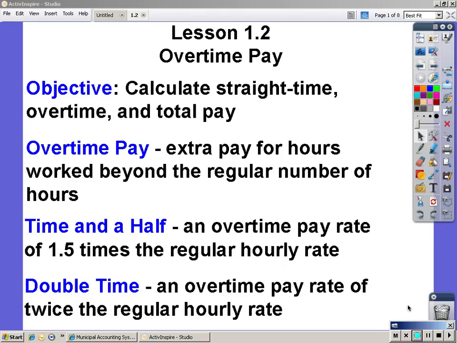All right, lesson 1.2, overtime pay. Your objective today is to calculate straight time pay, overtime, and total pay. Overtime pay is extra pay for hours worked beyond the regular number of hours. Time and a half is an overtime pay rate of 1.5 times the regular hourly rate. Double time is an overtime pay rate of twice the regular hourly rate.